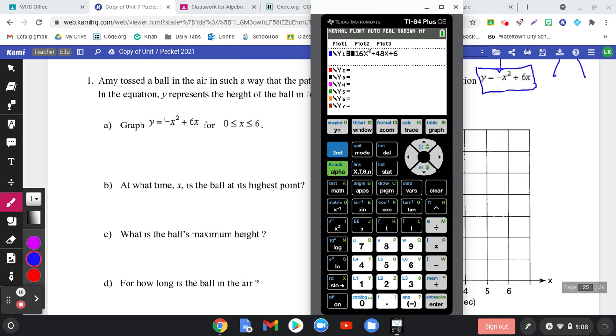So it says graph that equation for the interval from 0 to 6. That means you just want to use x's from 0 to 6. So I'm going to get that set up. 0 to 6 is what we're using over here: 0, 1, 2, 3, 4, 5, 6.